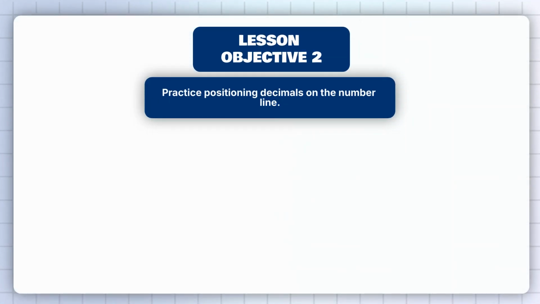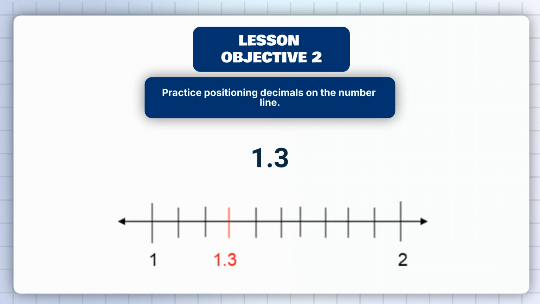Let's practice positioning some decimals on your number line to solidify this concept. Let's place 1.3 on the number line. This decimal falls between 1 and 2. Since 0.3 is 3/10ths, we need to divide the segment between 1 and 2 into 10 equal parts. 1.3 lies 3 parts from 1.